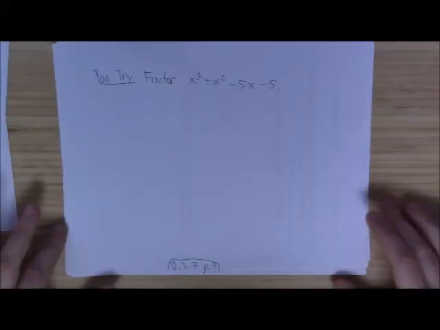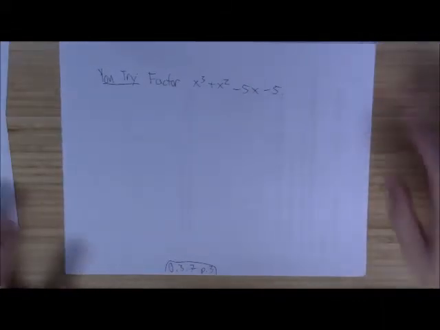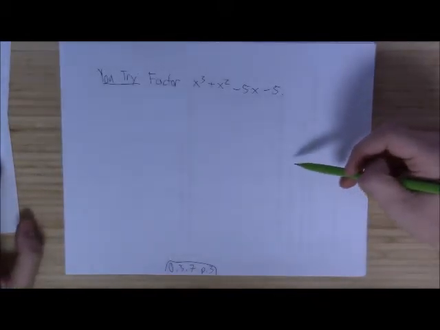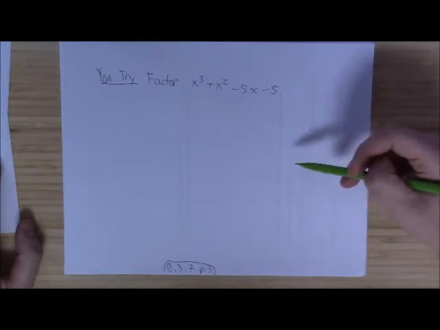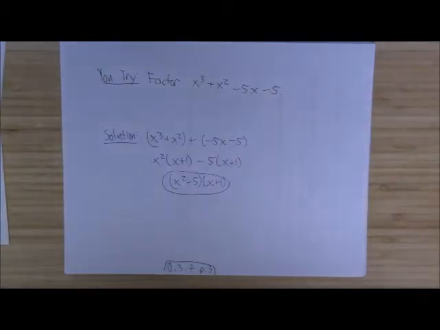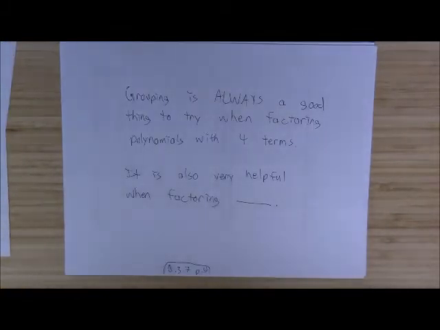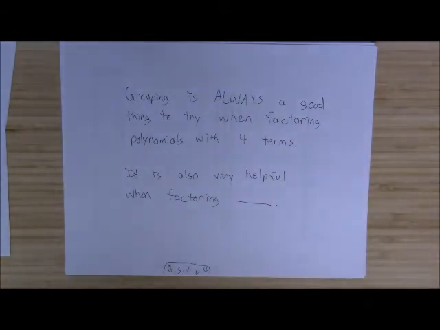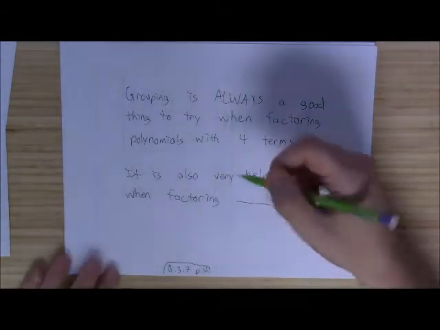It's time for you to try an example, so go ahead and factor this polynomial using grouping. On the count of 3, I'll reveal the answer. 1, 2, 3. So that's a quick practice on how to factor by grouping. Now, grouping is always a good thing to try when you run into trying to factor a polynomial with 4 terms, but it turns out it's also very helpful when factoring trinomials.